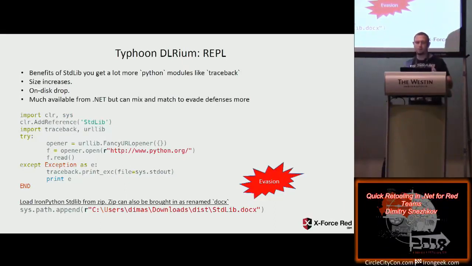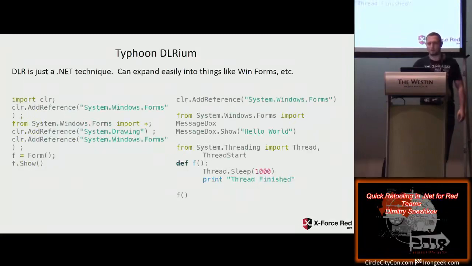There are certain evasions that you can do because Python, for example, to bring in the standard library, doesn't need a DLL, right? It just needs a zip file with the standard library. You can disguise it as .x, right, which is also a zip. So there are a lot of things that you can do with it and move forward with your evasion.